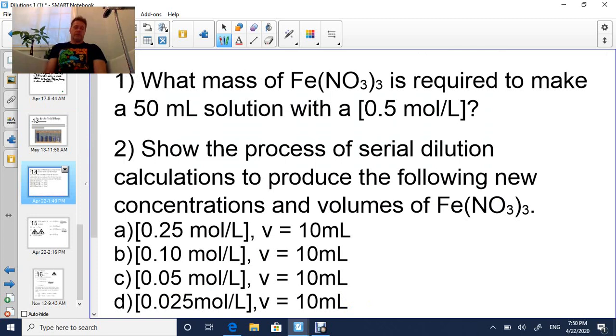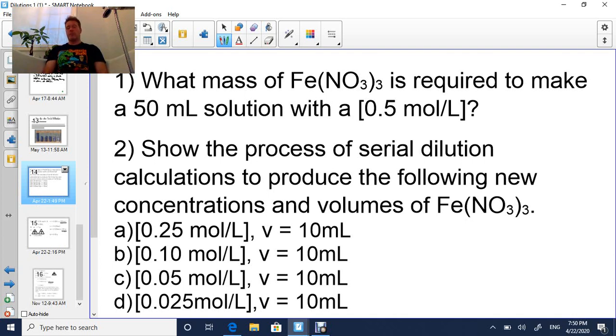So not a long lesson, but you just follow along with the calculations. This is one we normally do as a lab, and unfortunately we can't do that with the whole COVID thing going on. We can't even get into the lab. So we're just going to do the calculations that go along with it.